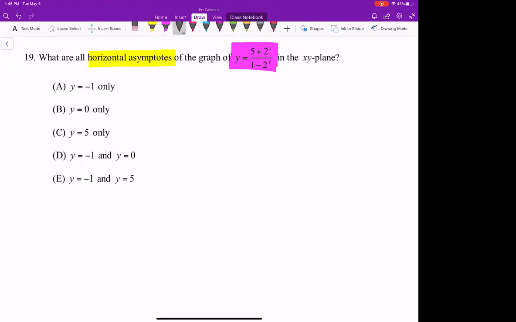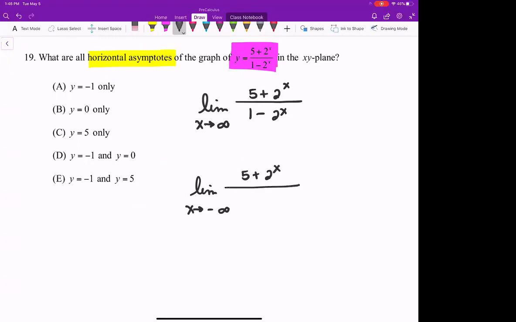So for horizontal asymptotes, that's end behavior. So this is testing you at this point in the exam. Do you remember that horizontal asymptotes are really limits as x goes to infinity of the 5 plus 2 to the x over 1 minus 2 to the x, and then the limit as x goes to negative infinity of that same function? This one's actually kind of tricky all the way around. All right, so when x is going to infinity in the first one, thinking of this like plugging in, this would be like 5 plus 2 to the infinity over 1 minus 2 to the infinity.